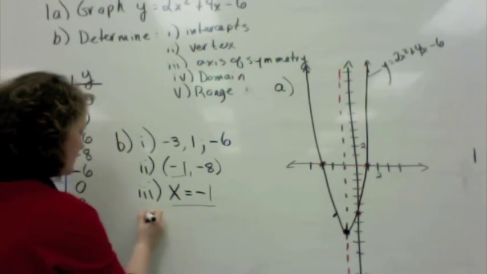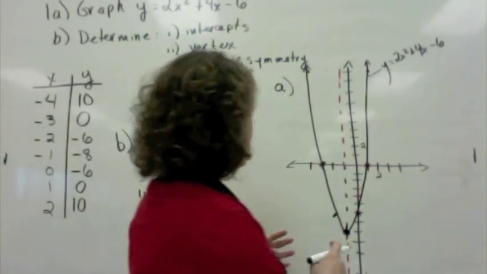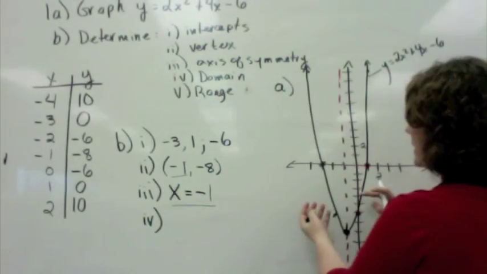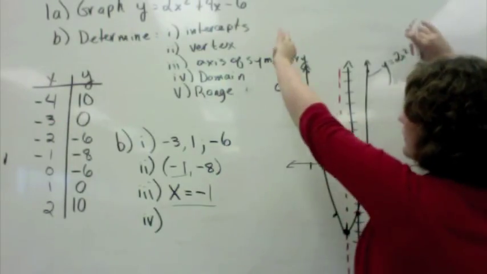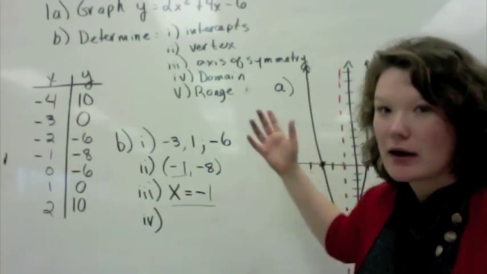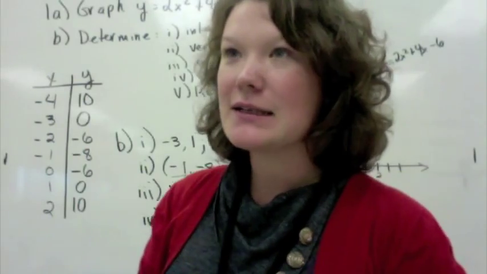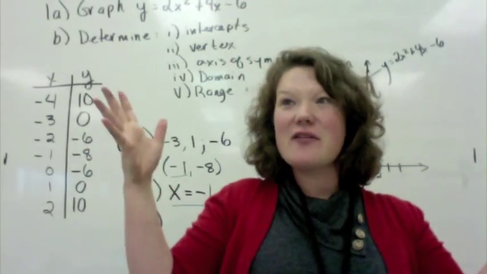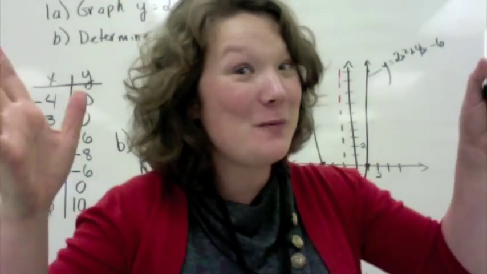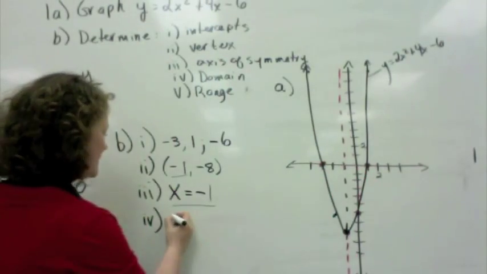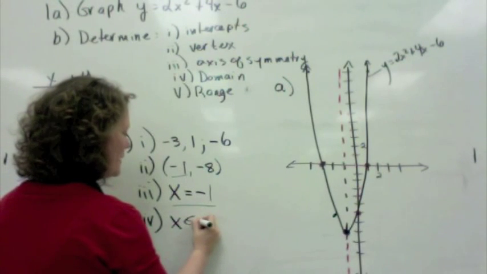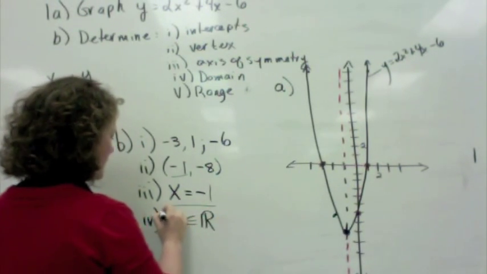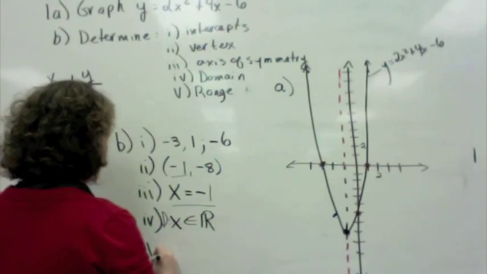Now, domain. Domain will express what values x can be. Guess what? X can be anything. X can be negative 2. It can be pi. It can be negative 5. It can be a whole bunch of different numbers. X is an element of the reals. So that's for our domain.